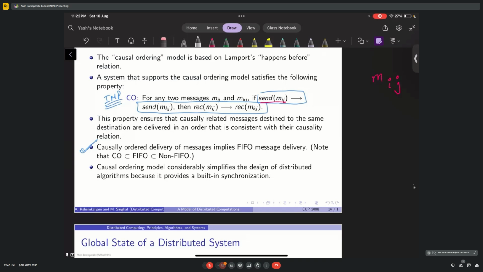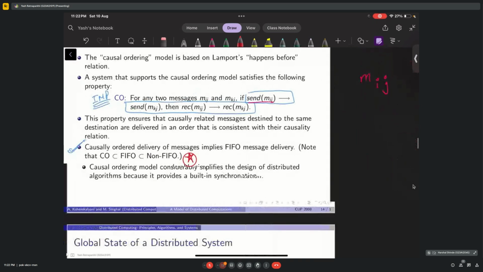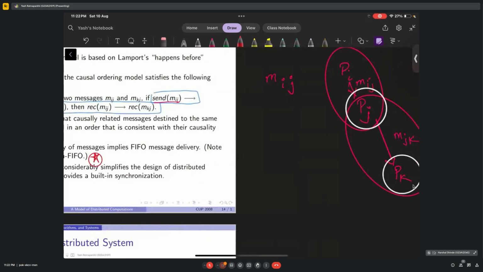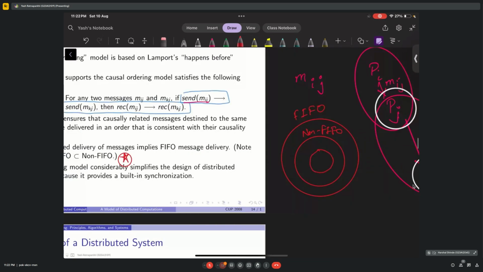Okay, leave that. I have an intuition that this can come in an MCQ tomorrow: what is the order of delivery of messages? Who is a subset of what? The biggest is FIFO, first in first out. Within it comes non-FIFO, and within non-FIFO comes causal ordering. Understand this.